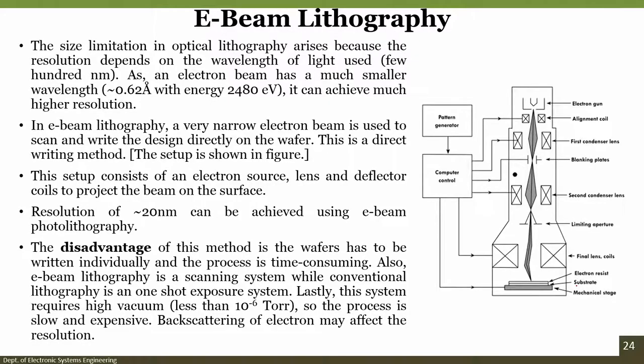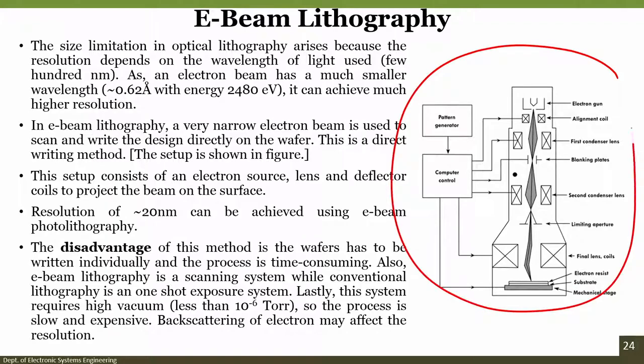But if you want to achieve feature sizes less than 2 microns, photolithography will not work, and you have to go for an alternative, which is e-beam lithography, where the wavelengths are even smaller. When you go for X-ray also, it will help you achieve a better feature size. So if you see this particular slide, this is an e-beam lithography schematic.